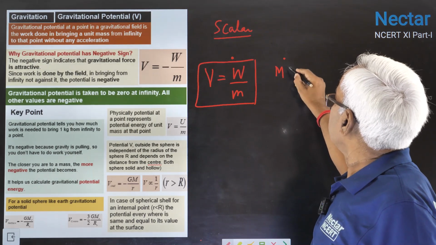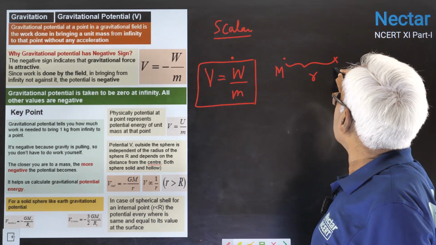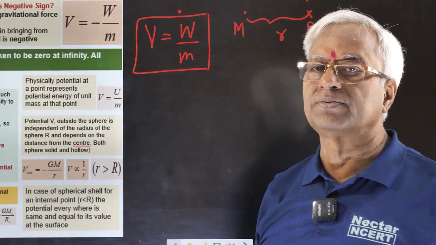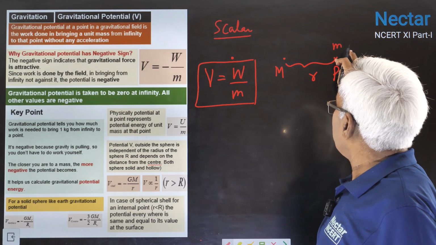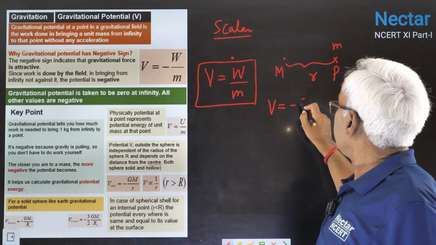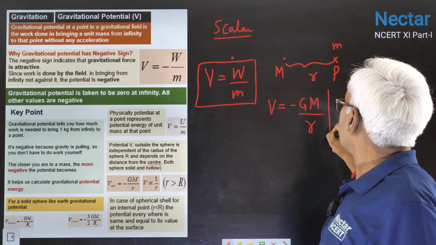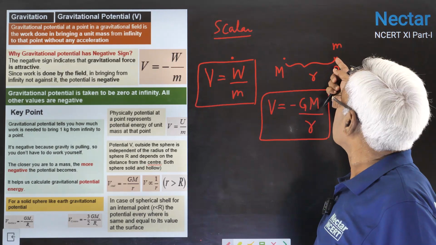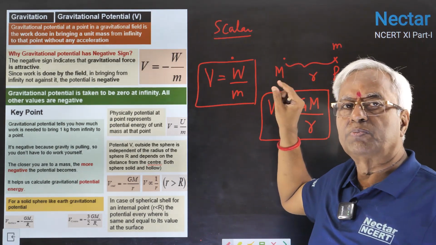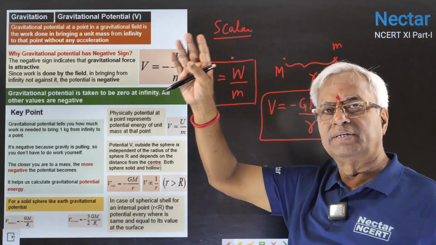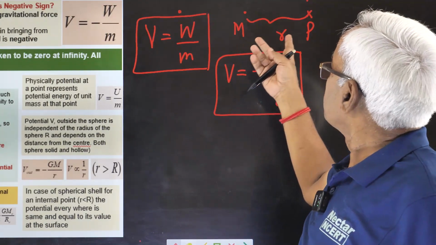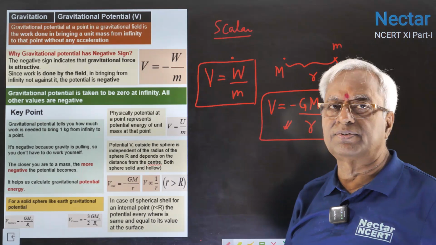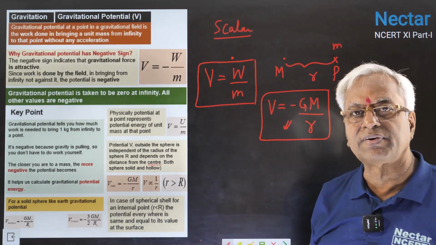Suppose a mass capital M, and at a distance r you consider a point P where a test mass small m is supposed to be placed. Then at this very point the potential will be minus GM upon r. We can use the force acting on this small m, consider a small distance, and calculate the work. Taking the limit from infinity to this particular distance, we ultimately find this result. This is negative. That clearly indicates that the gravitational force is attractive.